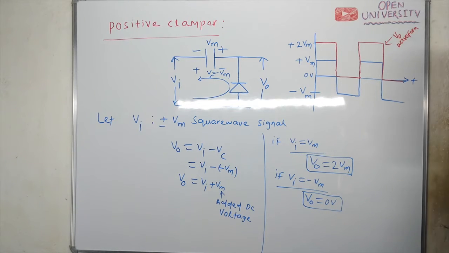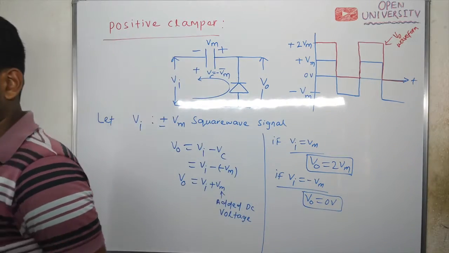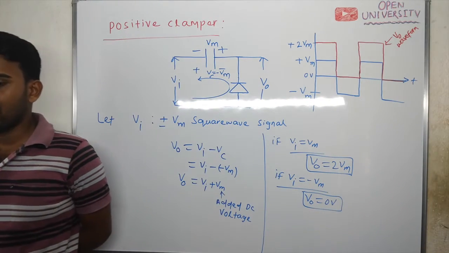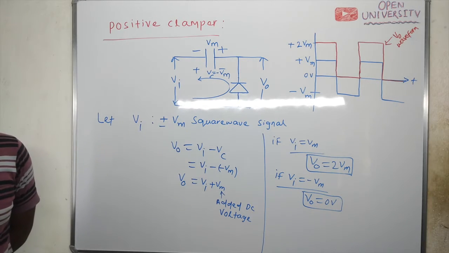So clamper never changes the shape of the signal. Input was a square wave signal, output is also a square wave signal, and it will not change the peak to peak value. Input signal having peak to peak value 2 Vm, output signal is also having peak to peak value 2 Vm. So output will be a square wave signal whose value changes from 0 to plus 2 Vm. Right, next point.